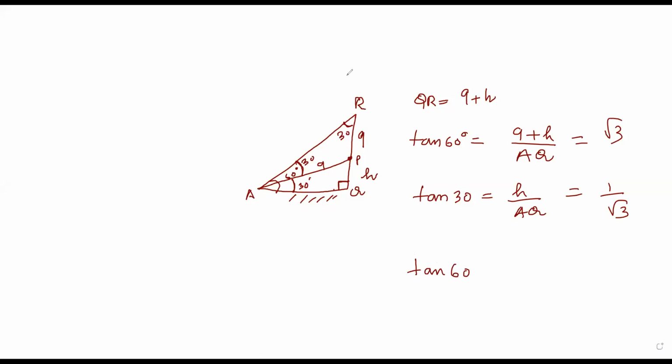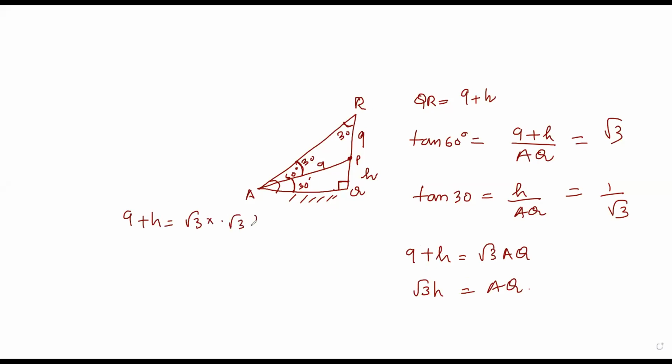Tan 60, we have already written. So we now just need to simplify this. So 9 plus H is equal to root 3 AQ. Root 3 H is equal to AQ. Okay, so we can substitute that here. 9 plus h is equal to root 3 into AQ, which is nothing but root 3 into root 3 h. So 3h. So 3h minus h, 2h. 2h is equal to 9. So h is equal to 4.5. So I got h as 4.5.